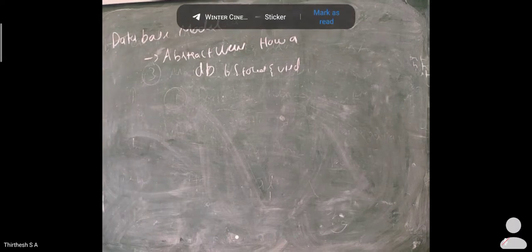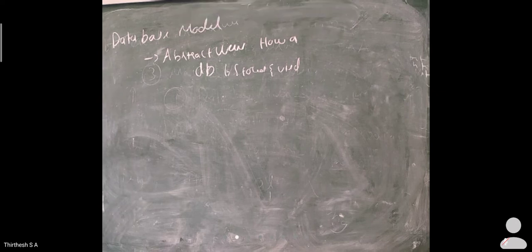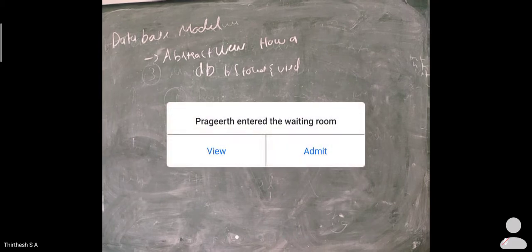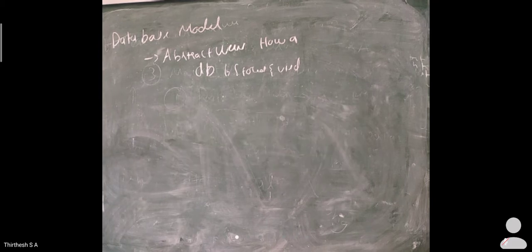This database model consists of an abstract view, a set of data to design a structure, and it also consists of a conceptual tool. As I already said, a conceptual tool means it is a logical language. It is used to describe the structure of a database.